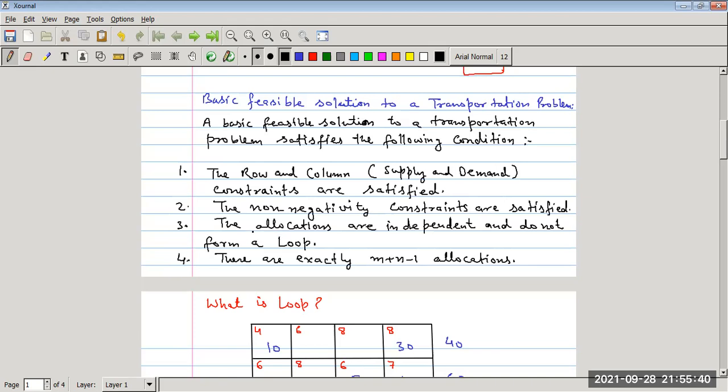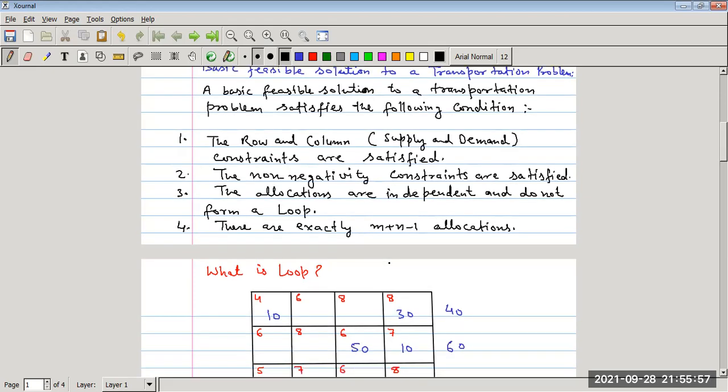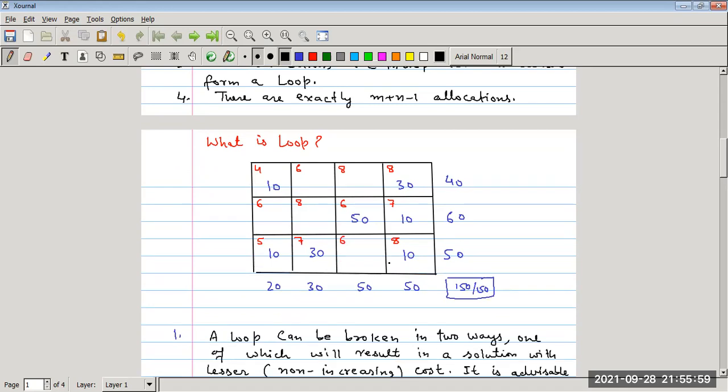So we have to check whether the allocations, where we allocate the items, are independent and do not form a loop. And the fourth important point is that there are exactly m plus n minus 1 allocations. In the northwest corner method, least cost method, and Vogel's approximation method, we observe that the allocations are not more than m plus n minus 1. Now the question is, what is a loop?